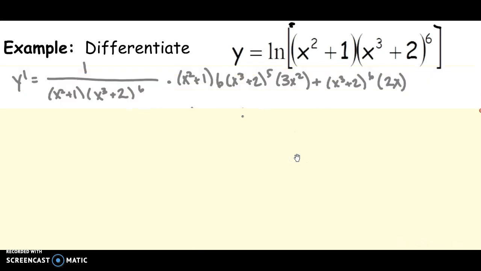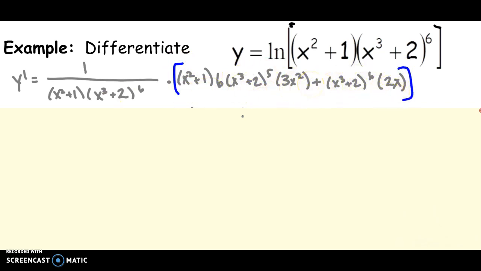I started off by taking the derivative. I know since it's a natural log, it's 1 over what the log is of, times the derivative of all of this. Now, keep in mind that this is the product rule, right? So it's the first times the derivative of the second, plus the second times the derivative of the first, okay?